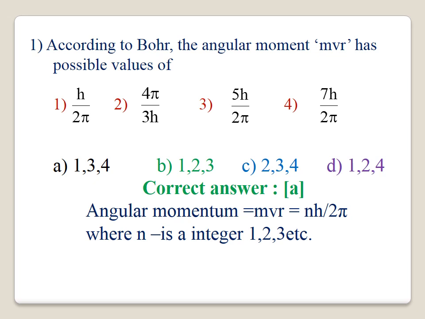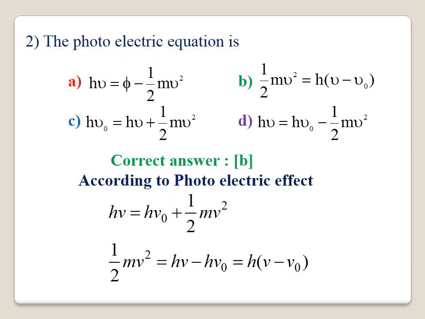And here the option 2, 4h by 3h, is not an angular momentum value. Therefore, the correct answer is A, h by 2 pi, 5h by 2 pi, 7h by 2 pi. Option A is correct.